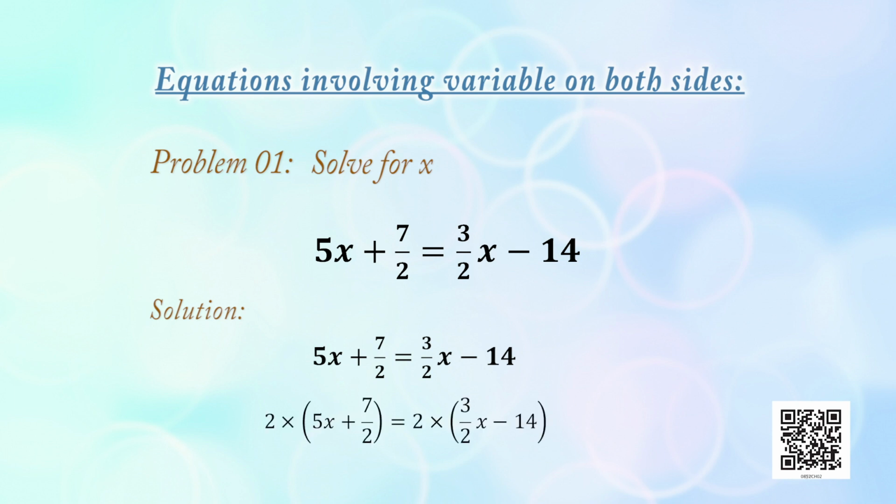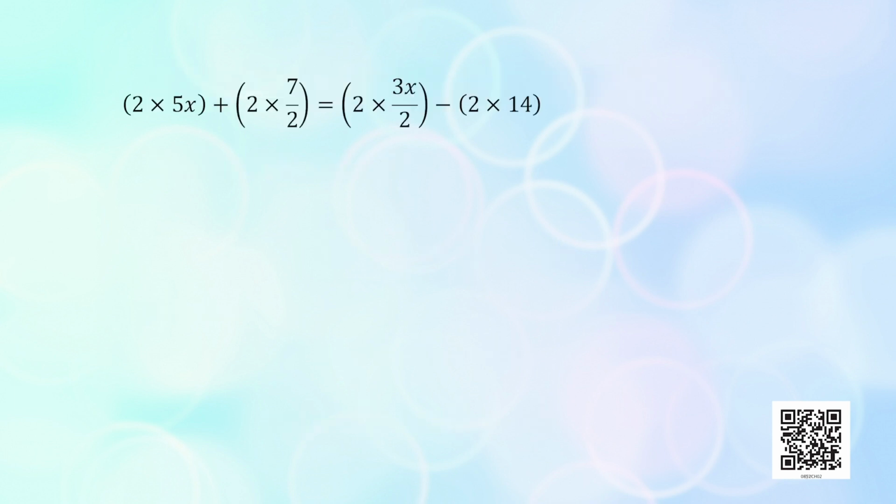We get 2 times 5x plus 7 by 2 is equal to 2 times 3 by 2 x minus 14. That becomes 2 times 5x plus 2 times 7 by 2 becomes 7. Then 2 times 3x by 2 means 3x minus 2 times 14 means 28. Therefore, the equation becomes 10x plus 7 is equal to 3x minus 28.